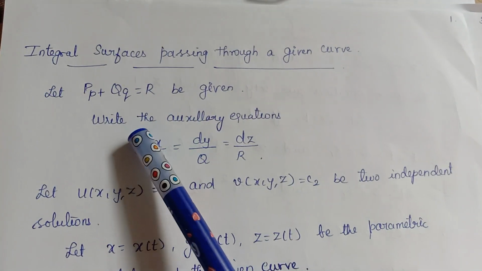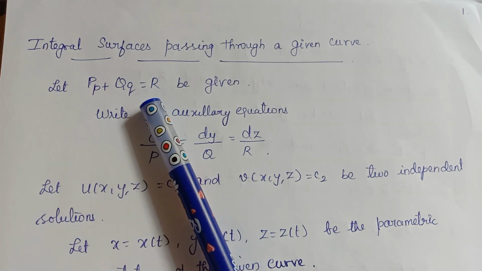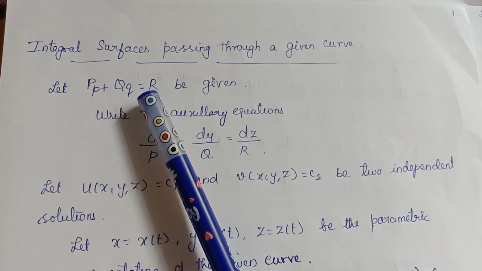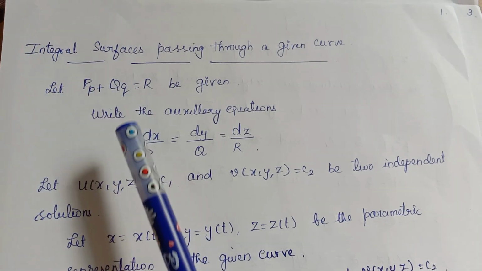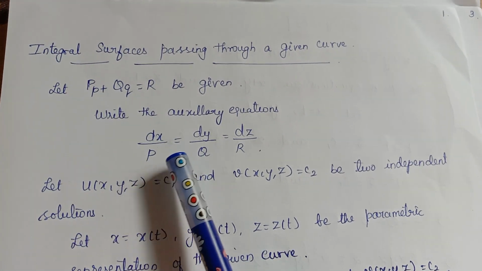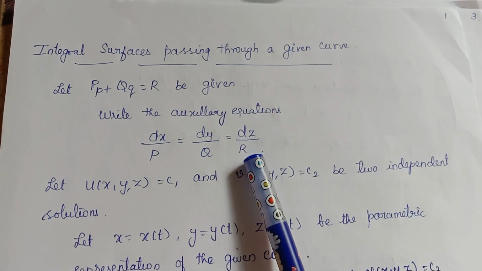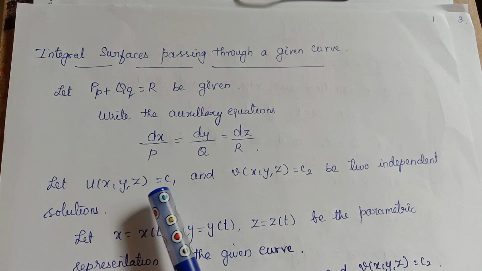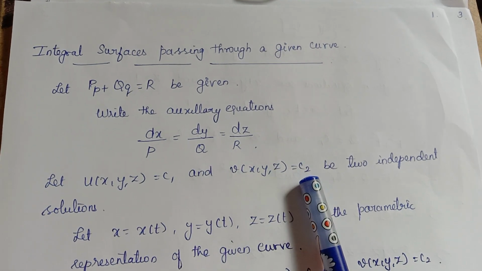So this equation will be given to you: Pp plus Qq equal to R. This is a first order partial differential equation. We know how to solve this. For solving this equation, we write the auxiliary equation dx by P equal to dy by Q equal to dz by R. Their solutions are given like this: u(x,y,z) equal to c1 and v(x,y,z) equal to c2.